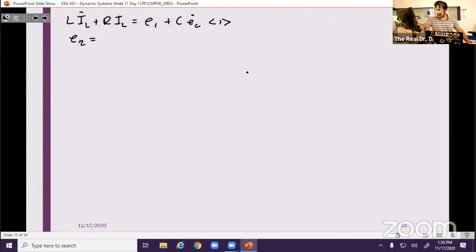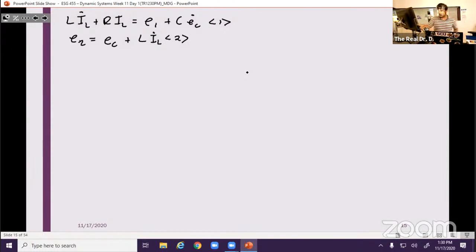So we've got equation 1: L dI_L/dt plus R I_L is equal to E1 plus C dE_C/dt, and E2 is equal to E_C plus L dI_L/dt.